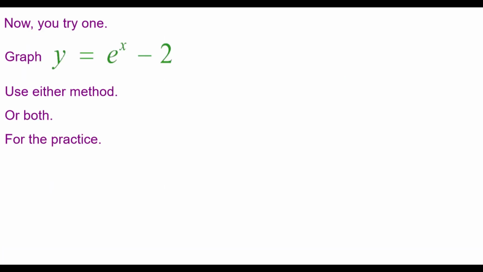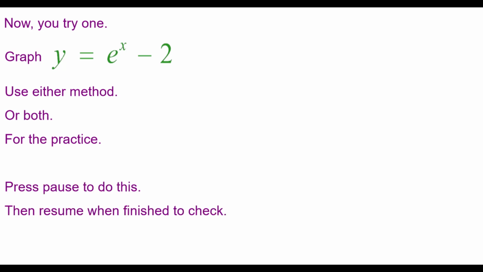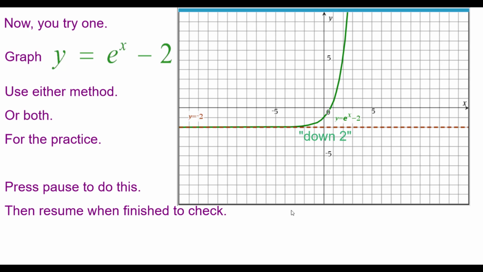Now you try one. Graph y equals e to the x power -2. Use either method or both for the practice. Press pause to do this and then resume when you're finished to check your answer. And here is that answer. The parent function all shifted down 2 units, including the asymptote.